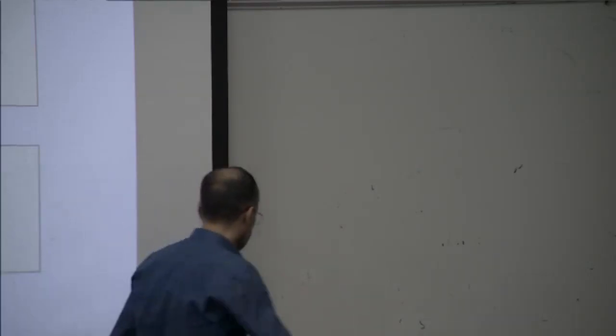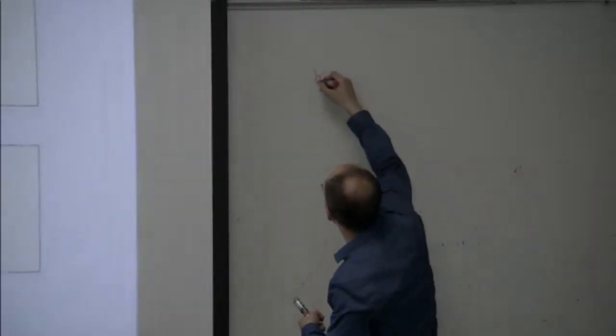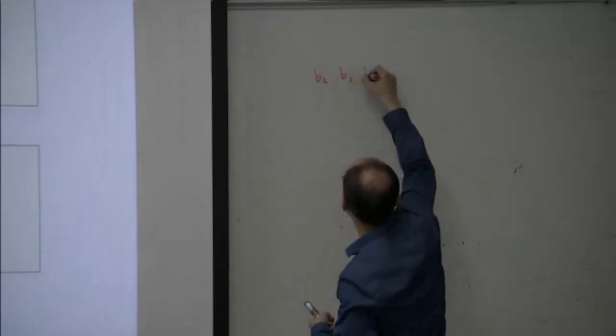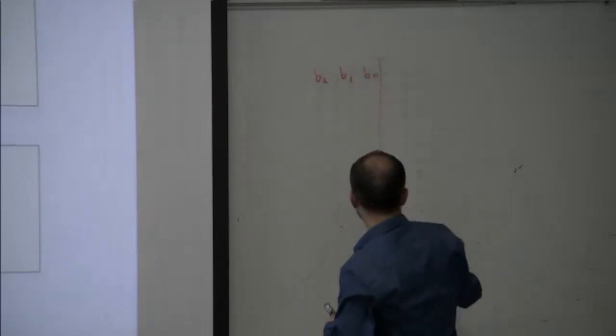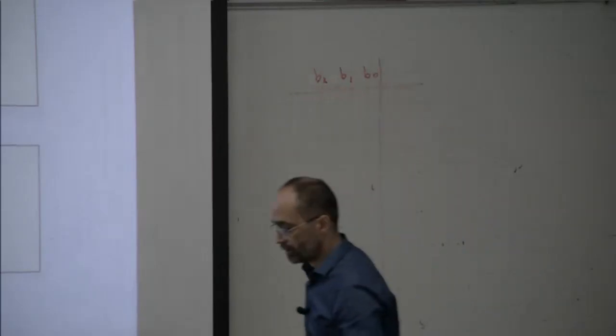Okay, so now these are the algorithms. I will explain this with an example, a good but small example, and then we can do more complex examples following. Okay, assume that we have a 3-bit number: B2, B1 and B0.